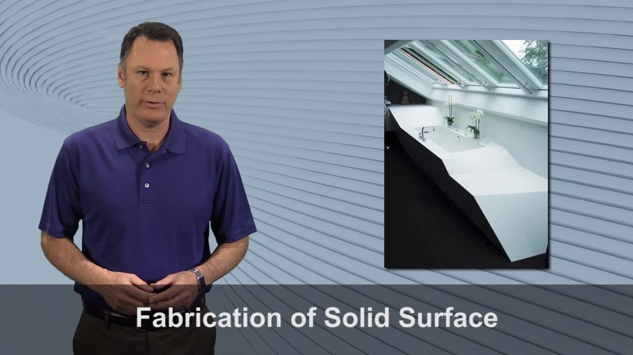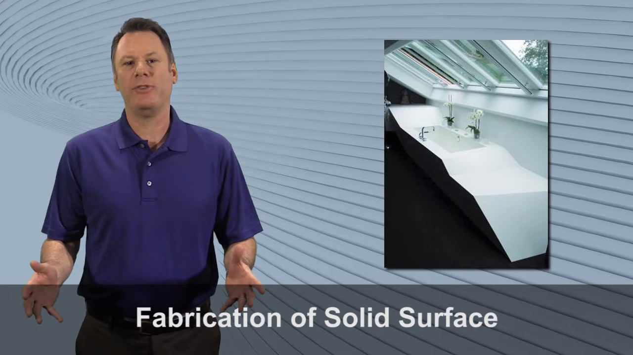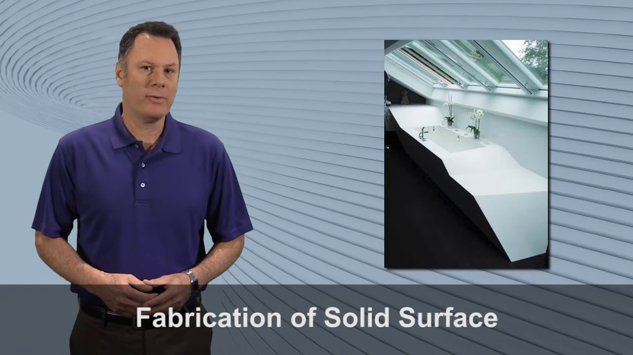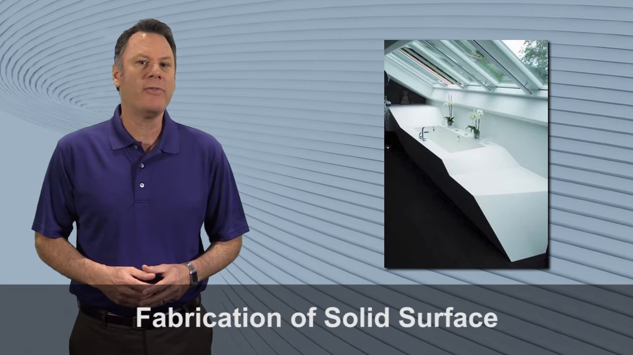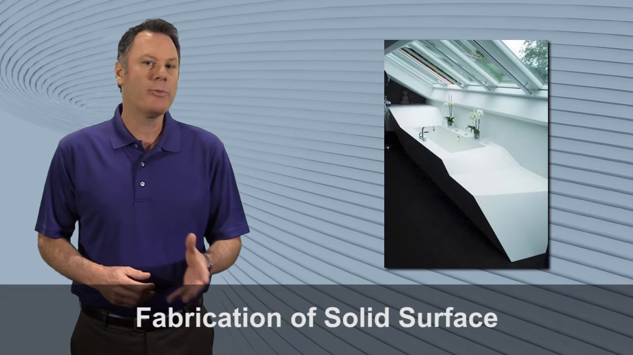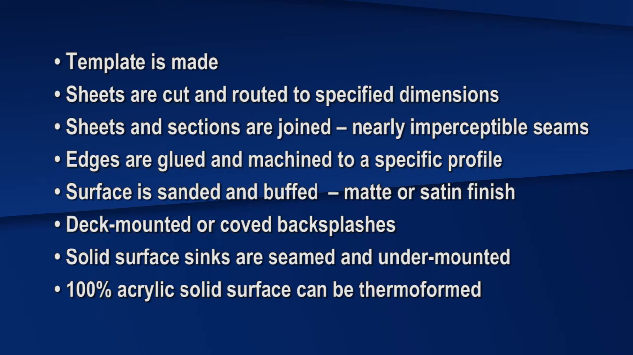Fabrication of solid surface. From the manufactured sheets, the finished solid surface product is fabricated by a certified subcontractor. Here is the process. Template is made. Sheets are cut and routed to specific dimensions. Sheets and sections are joined with nearly imperceptible seams. Edges are glued and machined to a specific profile. Surface is sanded and buffed to a matte or satin finish.